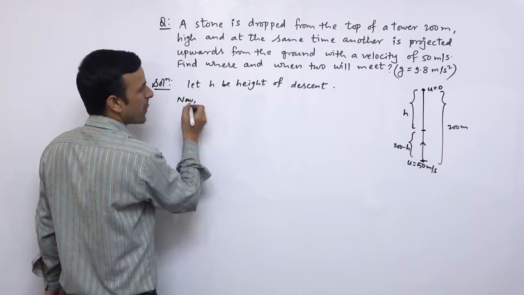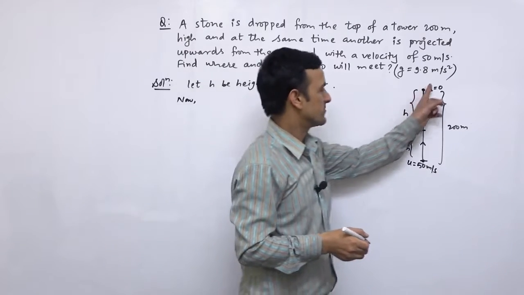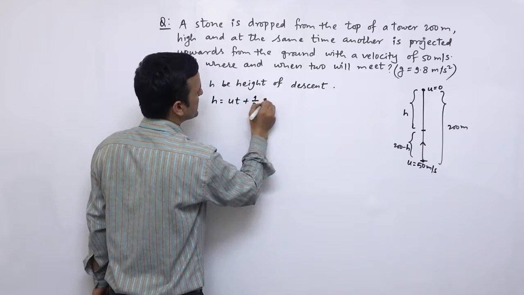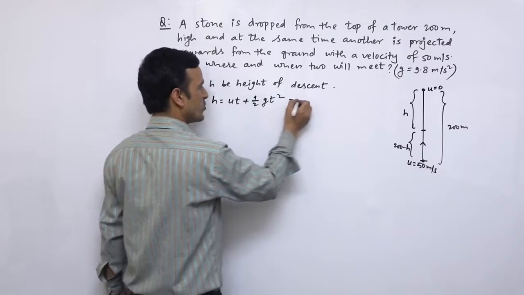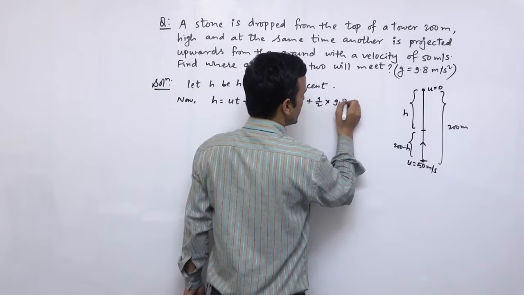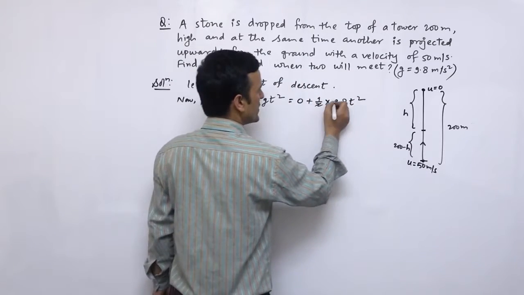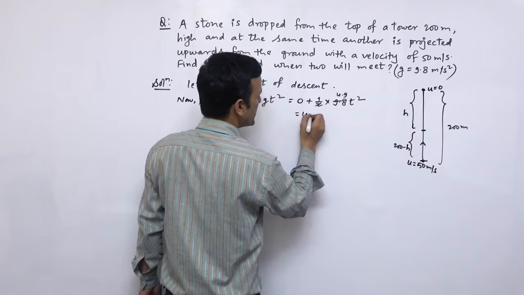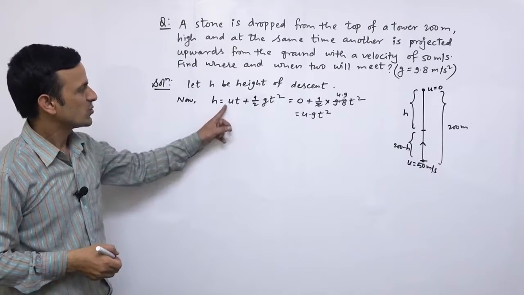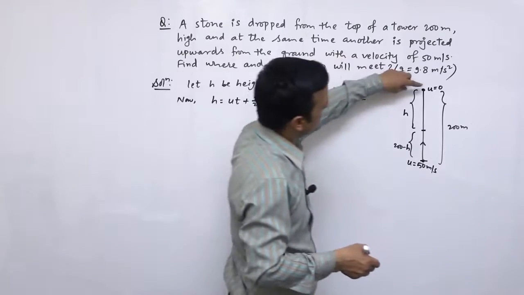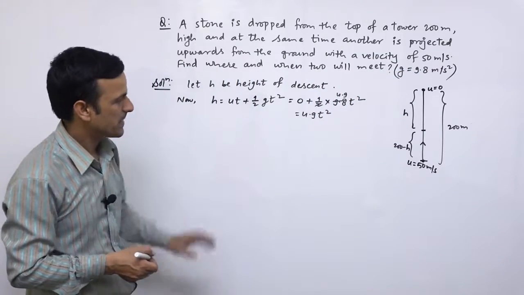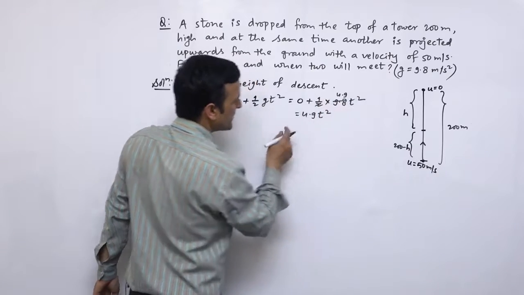Now for the first particle, from this one to this one, h is equal to ut plus half gt square. Here u means 0, half into g means 9.8 and t square. So it will be 4.9 t square. So this is the height of the particle from this point to this point. This is the step value obtained by this one.